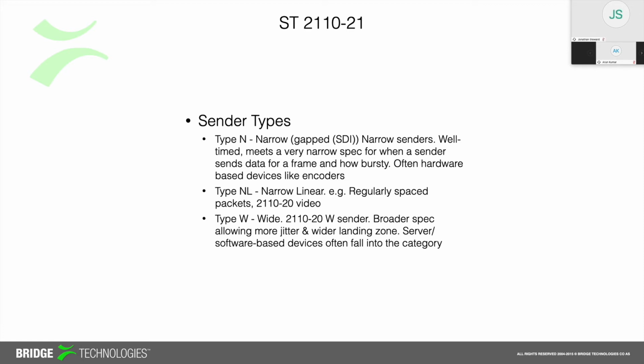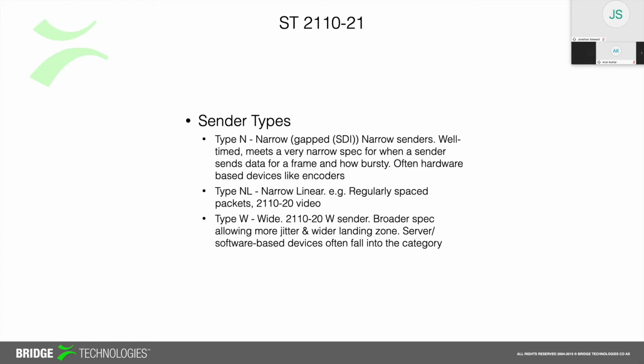So basically things like 2110 video, there are no set periods when no video packets should be sent. So this becomes linear because the packets are all arriving one after the other, and there are no set gaps. And again, this would typically be a hardware-based sender.